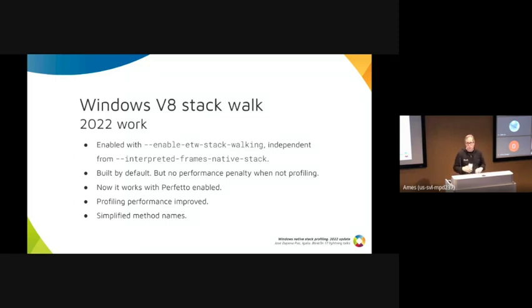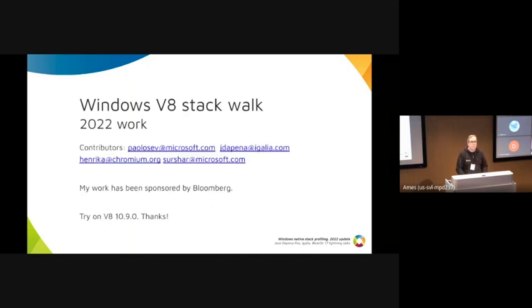Now it works also when Perfetto is enabled. The profiling performance has been improved significantly, and this is important. We generate far better method names, so it's easier to understand what we are tracing and what we are obtaining from the tool. So these are the main contributors for this year's work. My work has been sponsored by Bloomberg, and it's available on V8 10.9. Thanks.